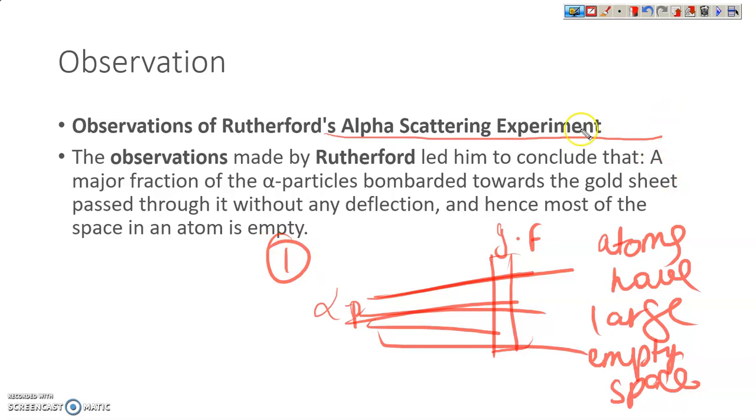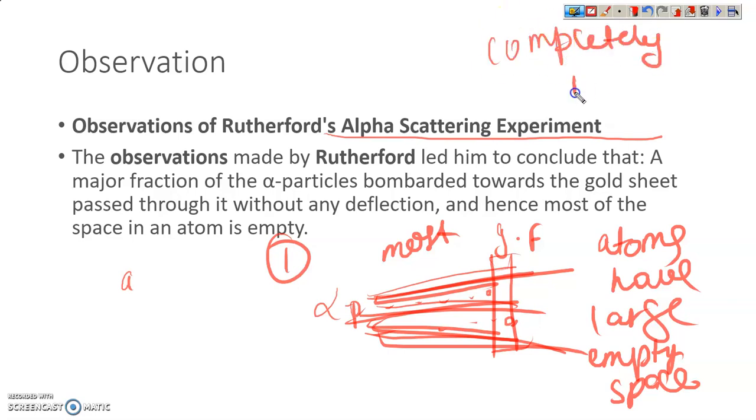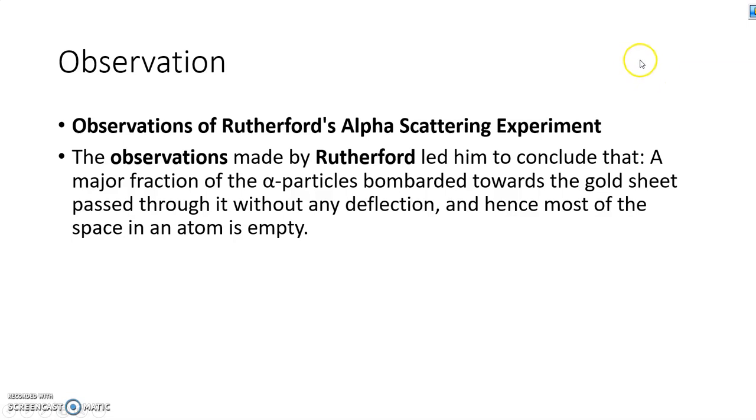Secondly, he saw that most of them passed through, but only a few alpha particles were deflected through small angles and a few were deflected through large angles. Suppose this is a few particles that stop here, they couldn't pass. Very few, like 1 in 20,000, alpha particles completely rebounded. Can you imagine 1 in 20,000? It's very few. They completely rebounded. So these were the observations he saw from his experiment.